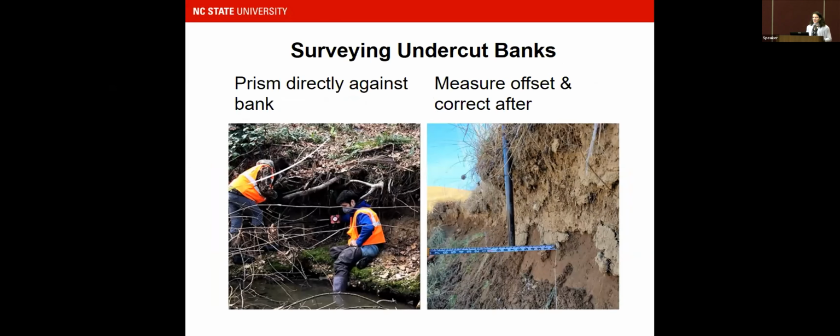So I know surveying undercut banks can be a little bit difficult, and it's a lot of times left out of studies. So we had 2 different methods when we were dealing with undercut banks. The first one was where we put the prism directly up against the bank, and you use 0 feet for the rod height. This works really well if your total station is obviously set up on the opposing bank and you can easily just shoot the prism. If you can't do that, then we would just measure the offset between the rod and the bank and make a note of it and then correct it afterwards.